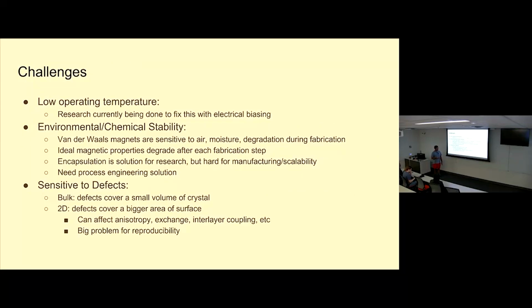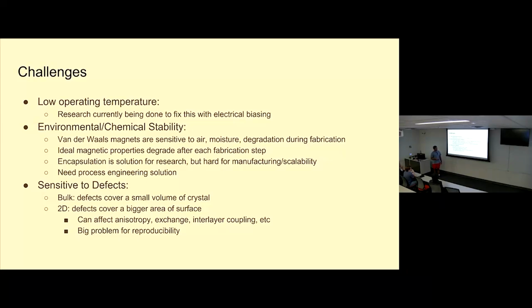So there are three main challenges for 2D magnetic materials, and the first challenge is a low operating temperature. As seen in one of the previous experiments, there's research currently being done to fix this with electrical gate biasing, bringing the operating temperature to about 240 Kelvin, which is approaching room temperature. But this only works when about 2 volts are applied. However, this is not the ideal solution, as it will take a lot more power.